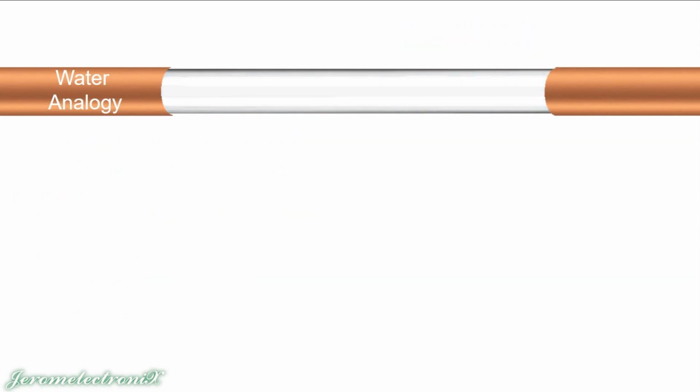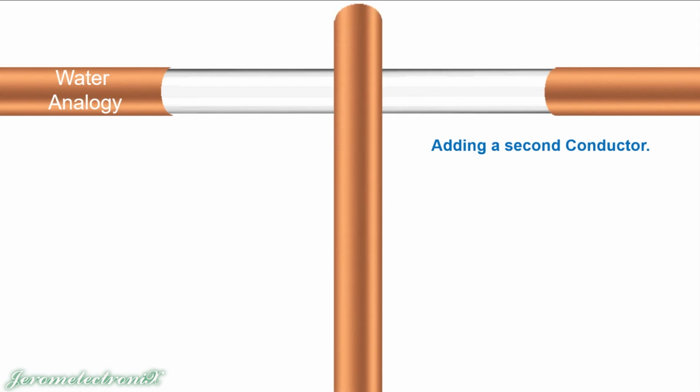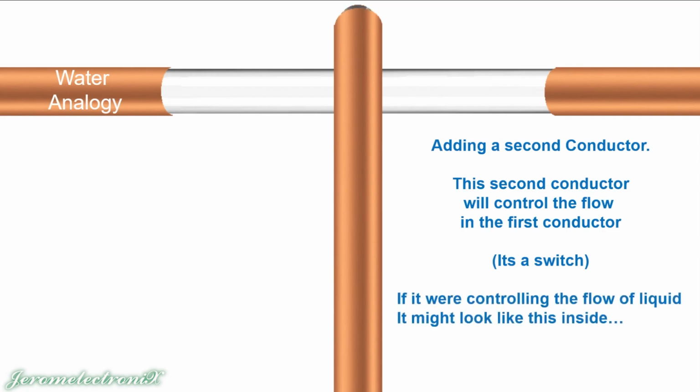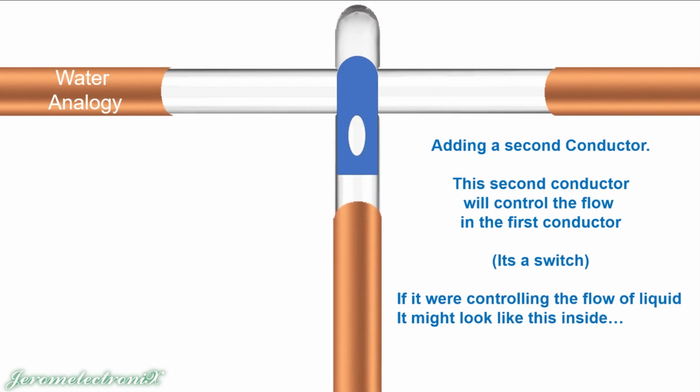Well, this is just a conductor. It's not yet a transistor. We need to be able to control the flow somehow. So to control the flow, we're going to add a second conductor. And because this is kind of a physical water-based analogy, the second conductor will control the flow of the first conductor. It's going to be a switch, and I imagine that the switch looks something like this on the inside. Okay, so here is the switch. It's got this valve that will either allow or stop the flow of the fluid, the water. And so here's the water.